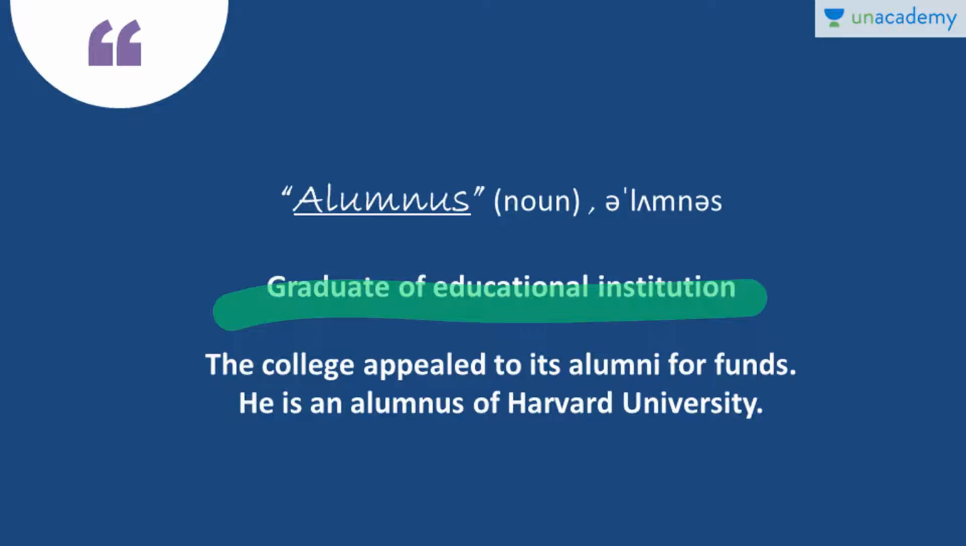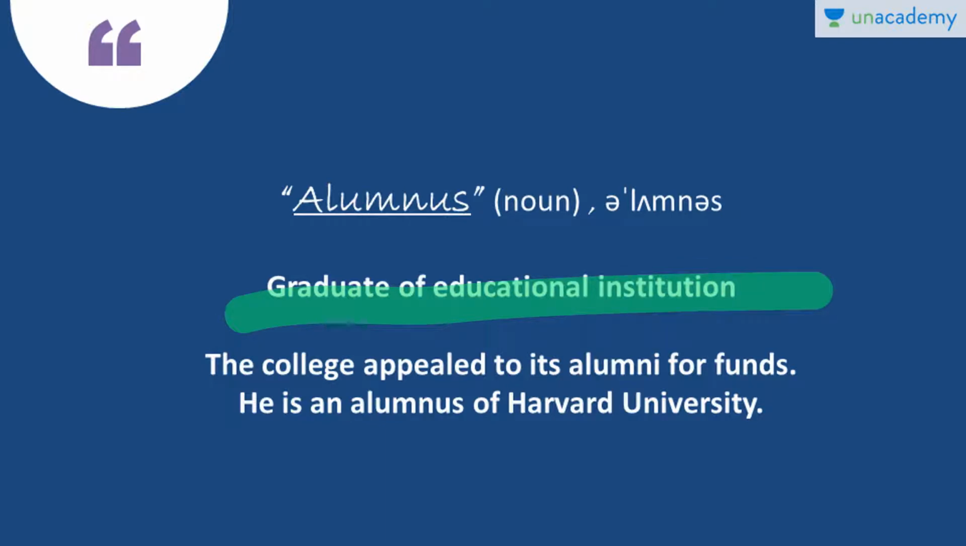Now if I'm talking about one graduate of an educational institute, like we talked about alma mater. If you remember, in the last lecture we talked about alma mater. That is my old school, my old university, my old institute. But if I'm talking about the students who have actually passed from some university, then for that university they are the alumnus. So that is what it actually means, graduate of educational institutions.